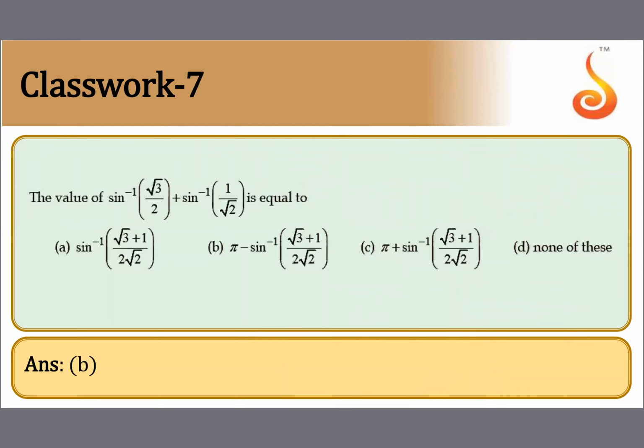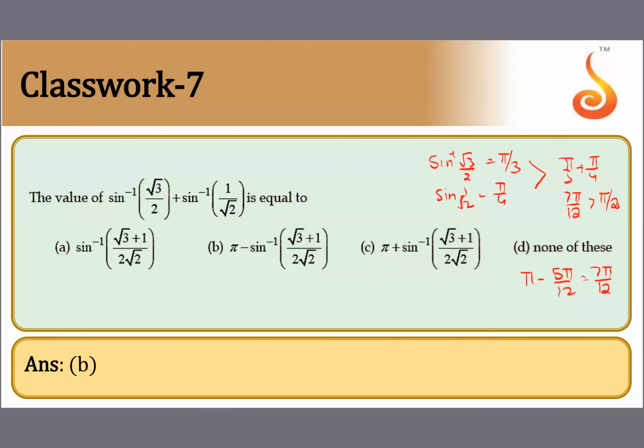Seventh one is a simple question, but a lot of students make mistakes. Sine inverse root 3 by 2 is equal to pi by 3. Sine inverse 1 by root 2 is pi by 4. So if you add these two, pi by 3 plus pi by 4 will give you 7 pi by 12. But it is greater than pi by 2. So you have to bring it into the principal angle. This can be written as pi minus 5 pi by 12, which is equal to 7 pi by 12.